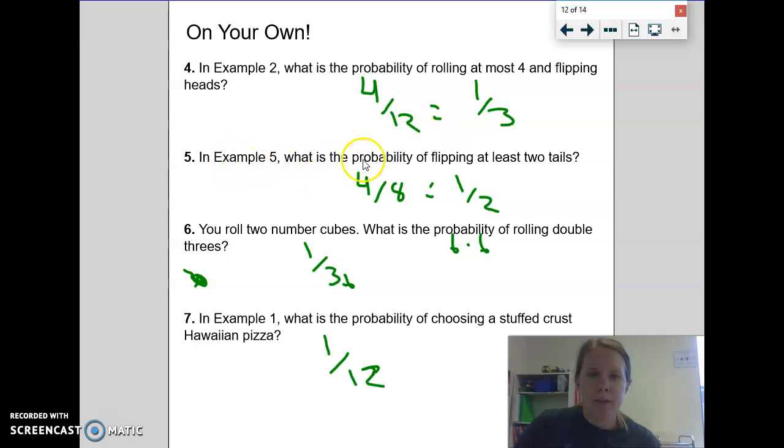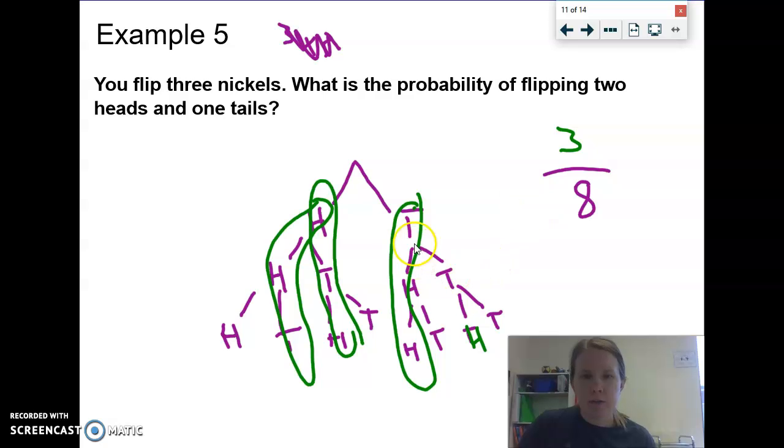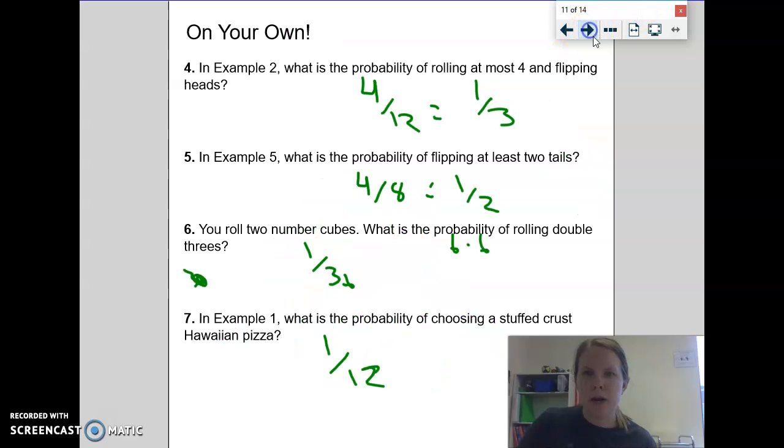For number 5, in example 5, they want to know what's the probability of flipping at least 2 tails. So it could have 2 tails in it, or it could have 3 tails. When I counted those up, it would include this one, this one, this one, and that one. So there's 4 out of 8 possible outcomes. So I simplified it down to 1/2.